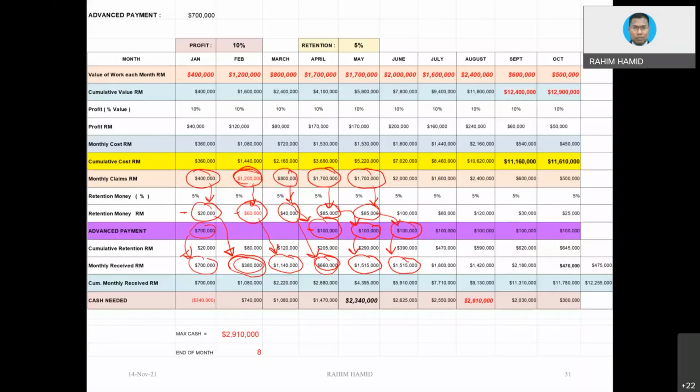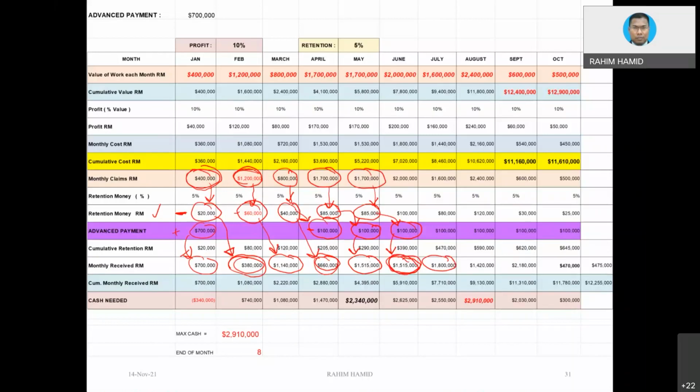Okay, this is what we call the monthly payment received from the client. For the monthly payment received from the client, you take the amount that you are entitled to from the original value. You need to deduct the retention money, and then you either add whatever money you get in advance, or you have to deduct back the advance payment that you have to give back to the client. Then only you will arrive at the amount that you are going to receive per month.